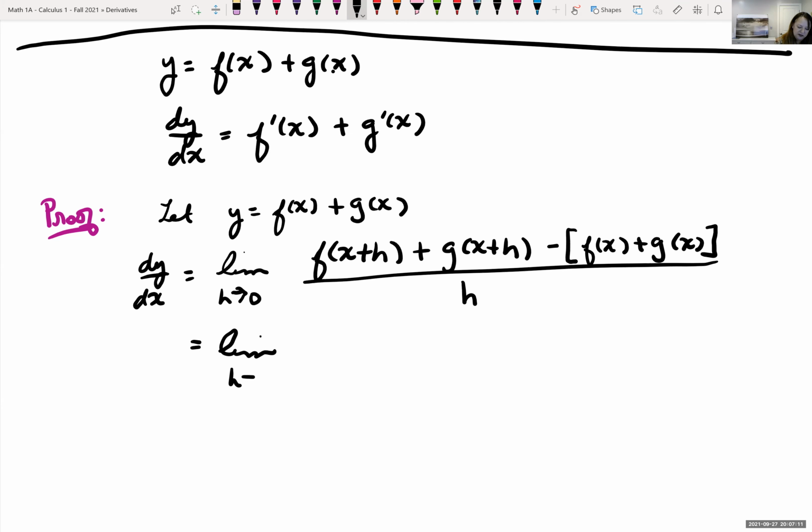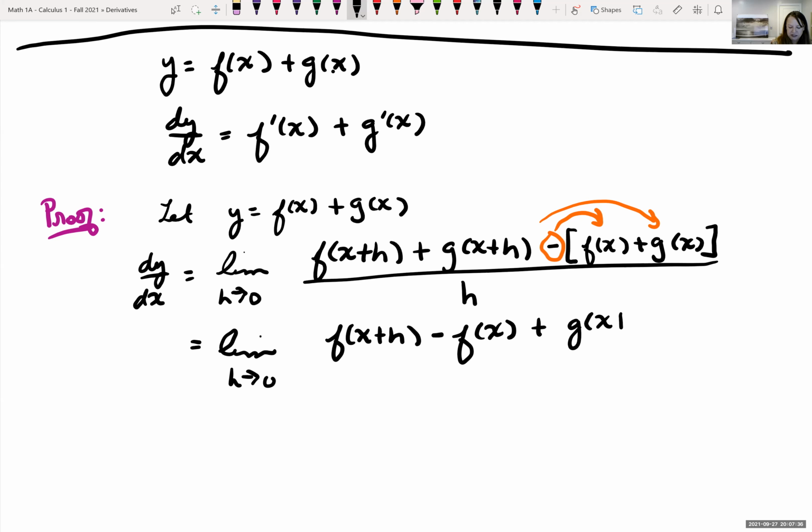So I want to distribute my negative. And as I distribute my negative, let's rewrite this a little bit. Let's group the terms for our function f together and then group the terms with the function g together. So let's write it as f of x plus h. Distributing that negative, I have minus f of x plus my g of x plus h. Distributing the negative, I got minus g of x, all over h.